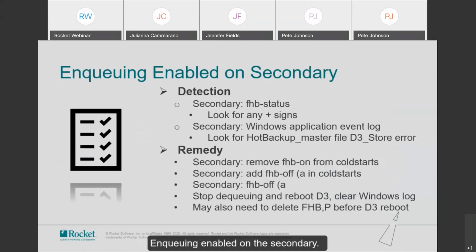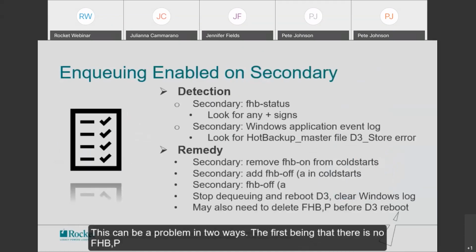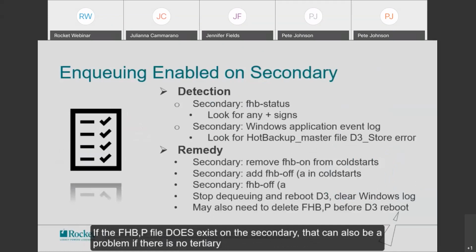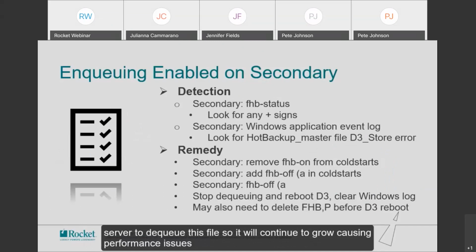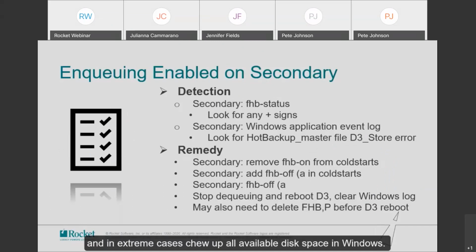And queuing enabled on the secondary. This can be a problem in two ways. The first being that there is no FHB,P file defined on the secondary, and D3 is attempting to enqueue updates to that file. This will result in a flood of errors in the Windows application event logs. If the FHB,P file does exist on the secondary, that can also be a problem if there is no tertiary server to dequeue this file, so it will continue to grow, causing performance issues and, in extreme cases, chew up all the available disk space in Windows.